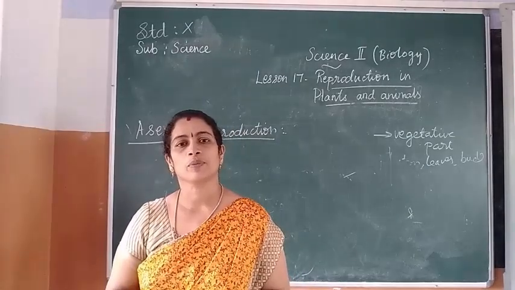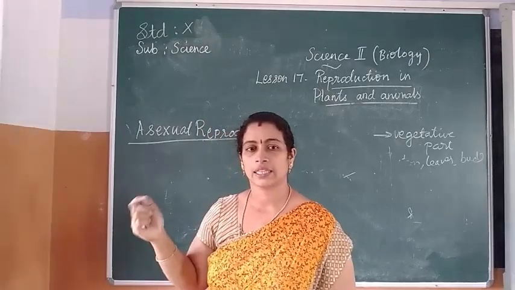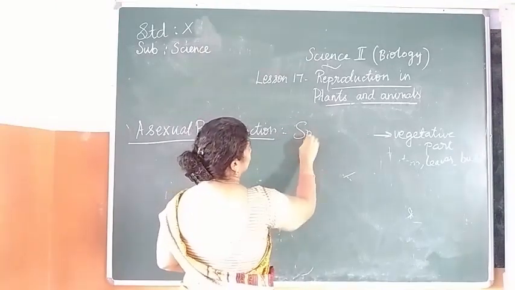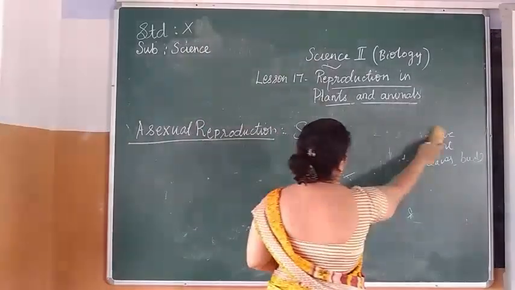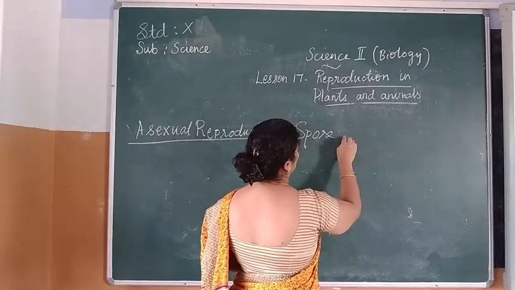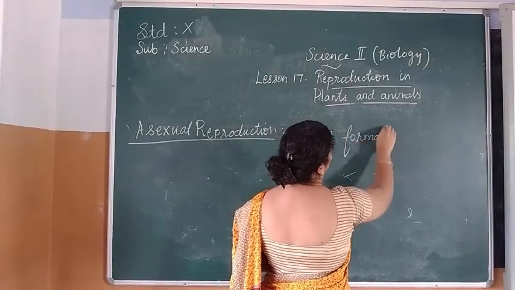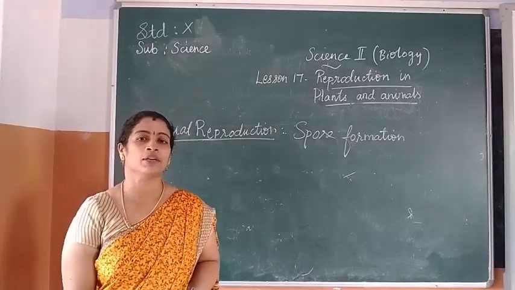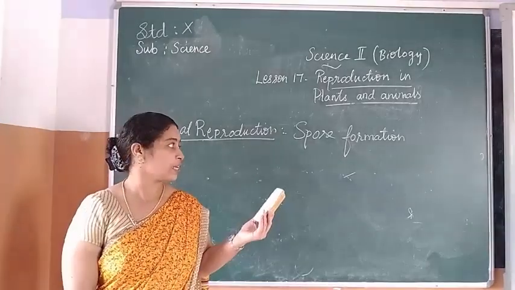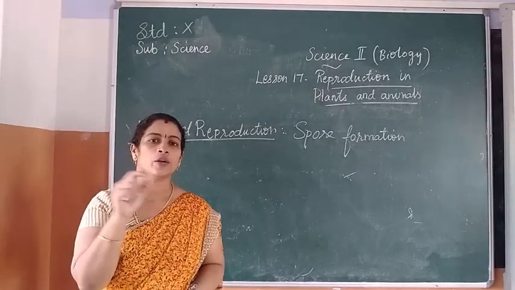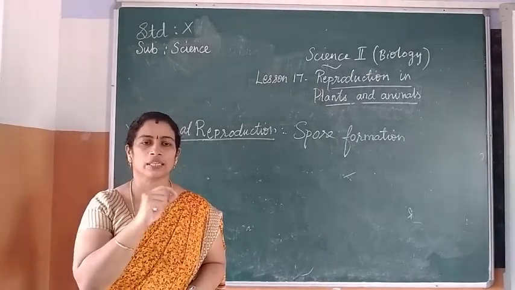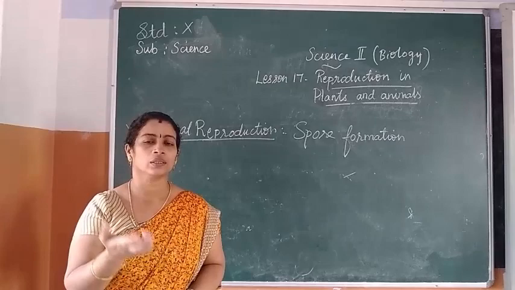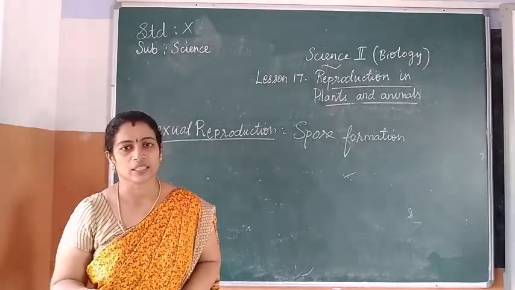Asexual reproduction takes place by the process of spore formation. Example, fungi. Mostly in fungi, this takes place. Fungi appear in the form of small mycelial threads, that is hyphae, thread-like structures. How does the fungus occur on land? It is in the form of small thread-like structures known as hyphae.